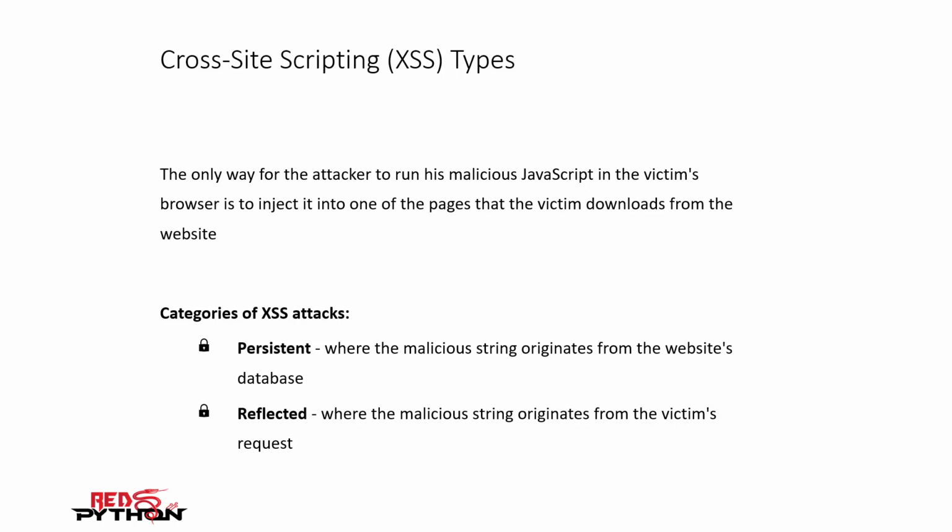We have persistent and reflected. The persistent, as the name says, means the malicious code is there in the database of the application. So whenever you visit the same page over and over again, the same code will trigger, right? If you're visiting a forum and the code is in the database and the forum is fetching the data from the database, the user will run the JavaScript. The JavaScript will run whenever the page is visited. The second type is reflected. From the name, the malicious string originates from the victim's request, or it's the crafted message. So let's go into the details here.